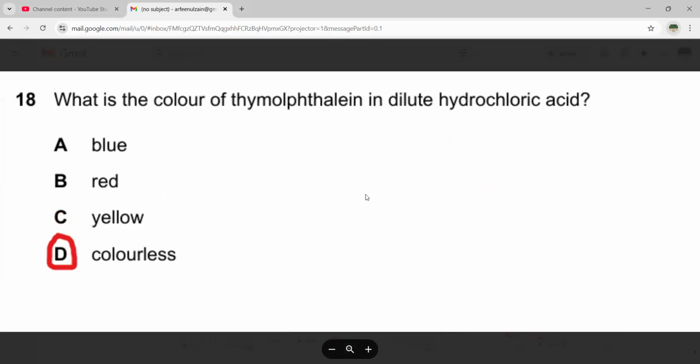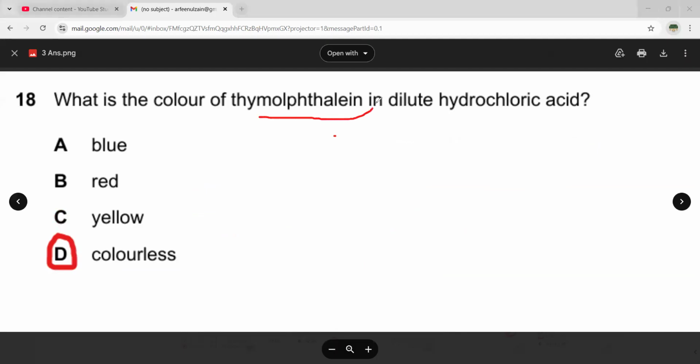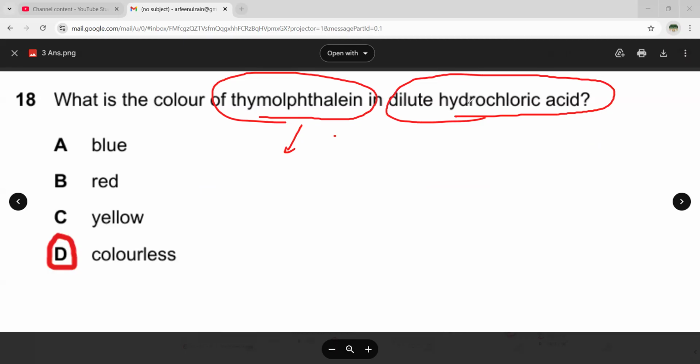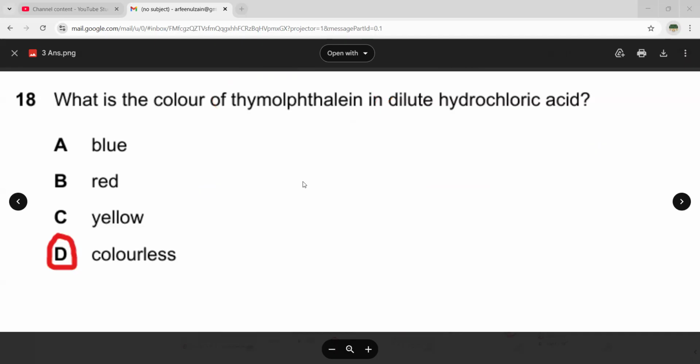So the color of thymolphthalein, this is a repeated question. Even in Paper 4 I give the color of thymolphthalein. So what is the color of thymolphthalein in alkaline medium? In alkaline medium, thymolphthalein is blue, if you have an alkali. What is the color in acidic solution, hydrochloric acid? Colorless. So it's related to memorizing the color of the indicator.